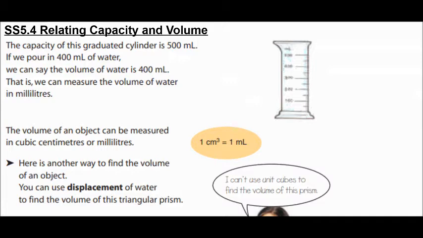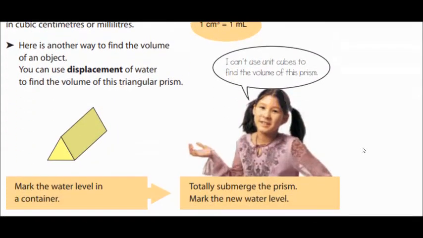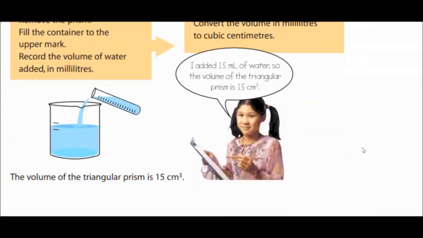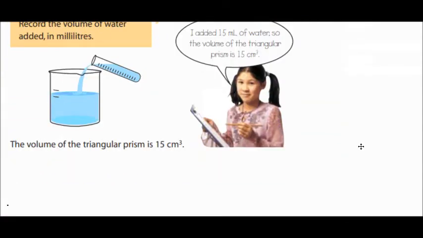So the volume of an object can be measured in cubic centimeters or milliliters, and they're actually equal. 1 cubic centimeter is equal to 1 milliliter. So another way that we can find the volume of an object is to use displacement. So your notes here have a diagram. I actually would like to invite you into my kitchen to explore this in a slightly different way.